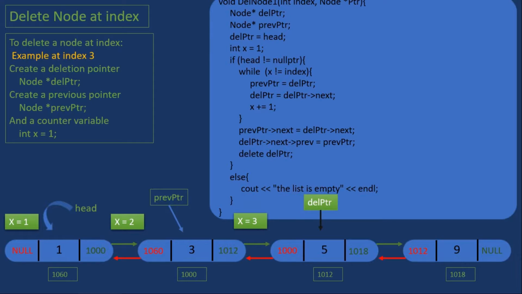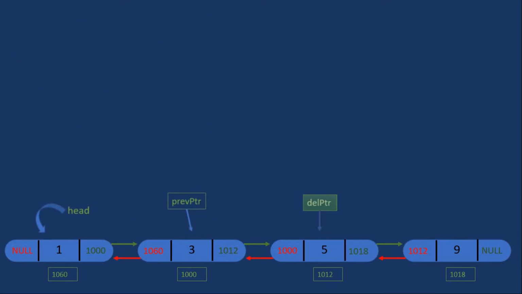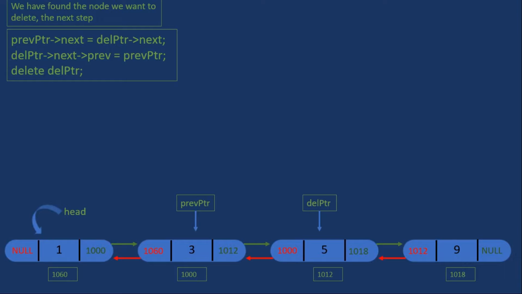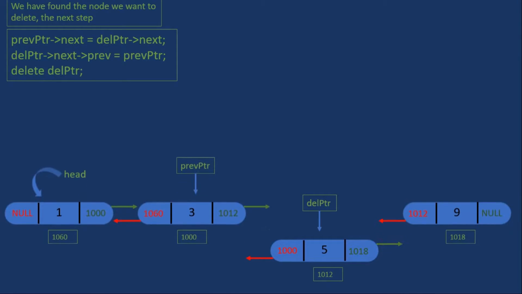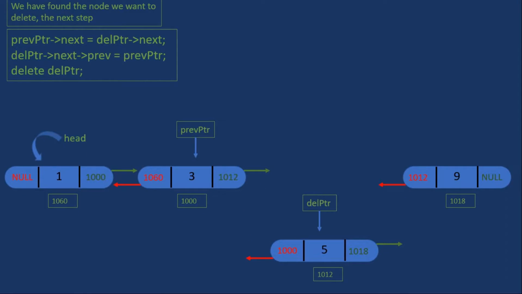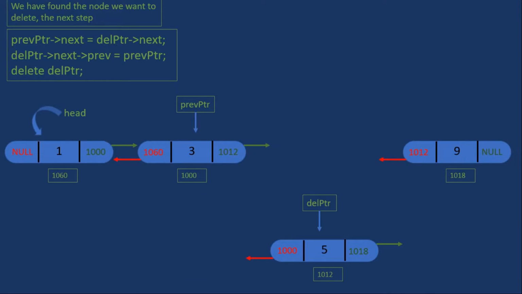The first statement after the while loop will set the previous pointer's next pointer to the deletion pointer's next pointer, and then set the previous pointer of the node after the node we want to delete to point to the previous pointer pointing at the node with the value of 3, meaning we're connecting the second node to the fourth node. And finally delete del ptr.